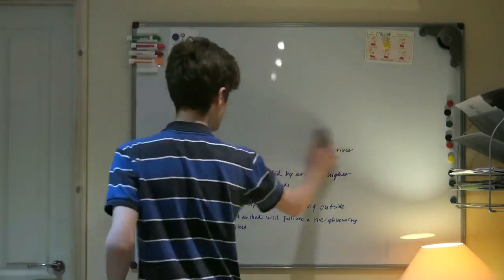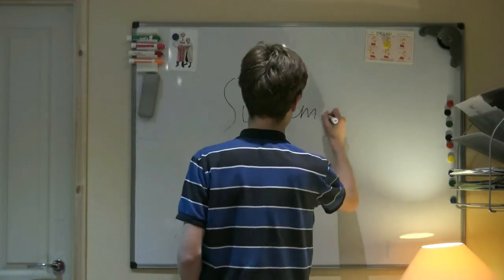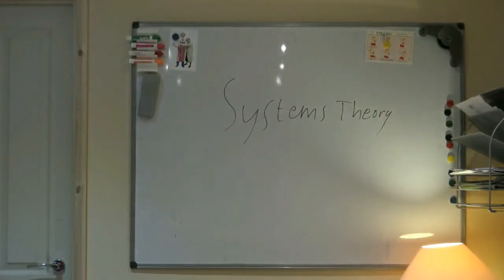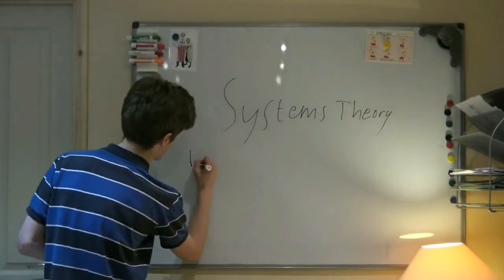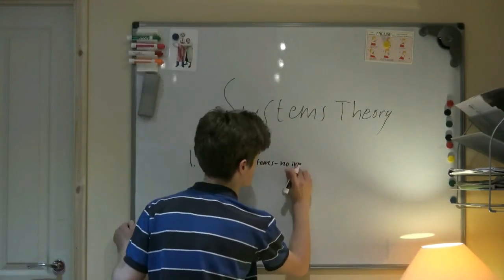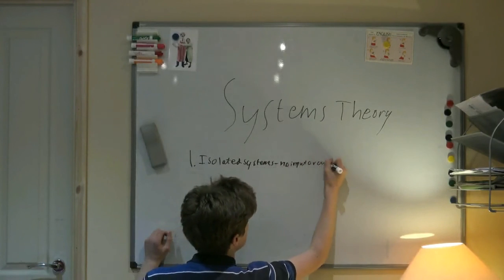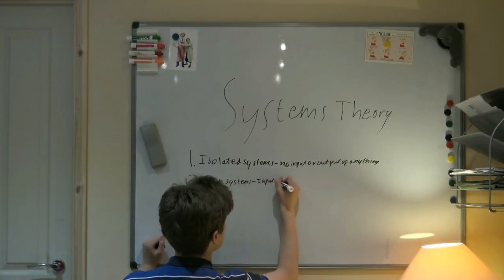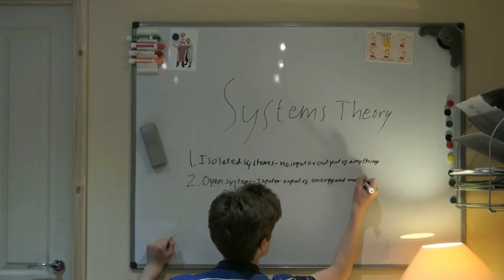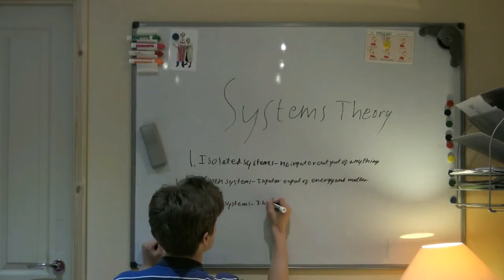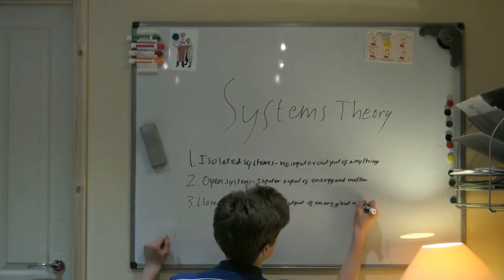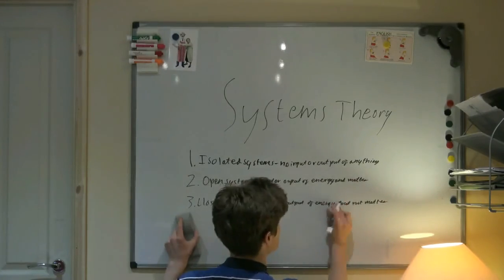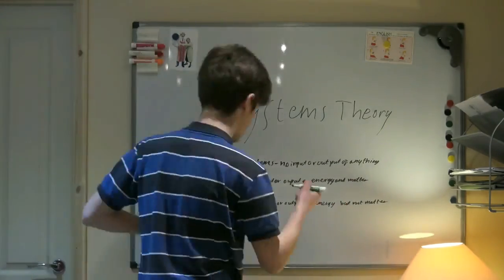Geographers use a part of systems theory as a way of explaining the hydrological cycle. The theory is often classified into three types: isolated systems, where there is no input or output of anything; closed systems, where there is no input or output of matter; and open systems, where there are inputs and outputs of matter. An example of a closed system is the water cycle.